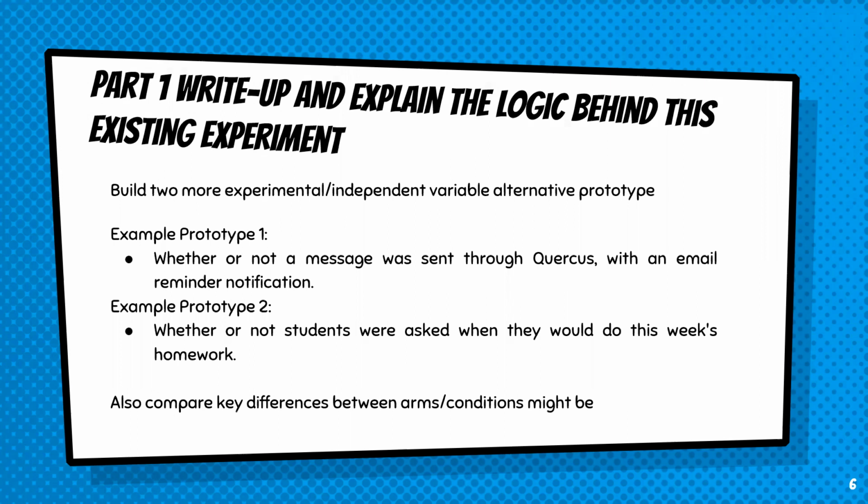And we are required to build 2 more experimental, independent variable alternative prototypes. Given 2 example prototypes, the first one is whether or not a message was sent through Quercus with an email notification. The second prototype is whether or not students were asked when they would do this week's homework. We are also required to compare the key differences between the arms and conditions.